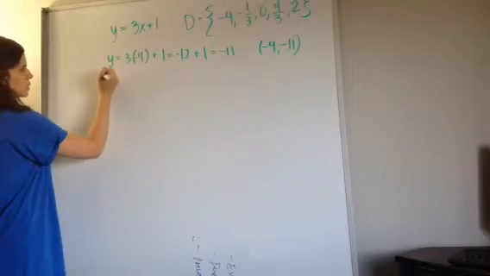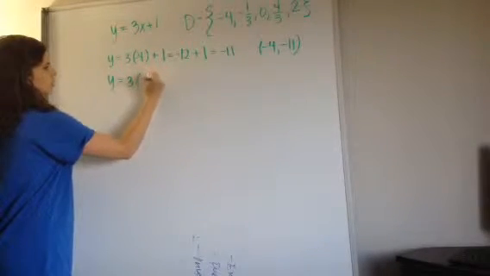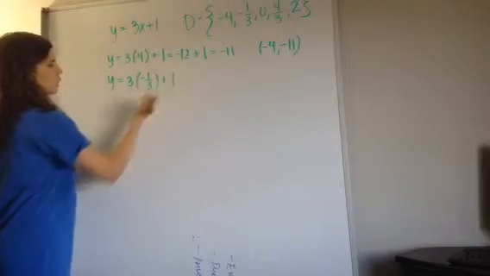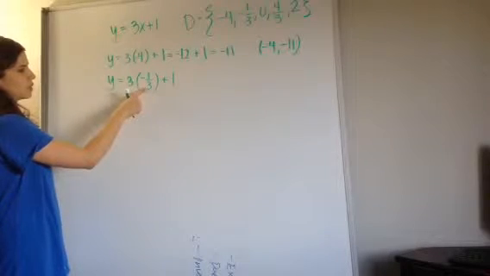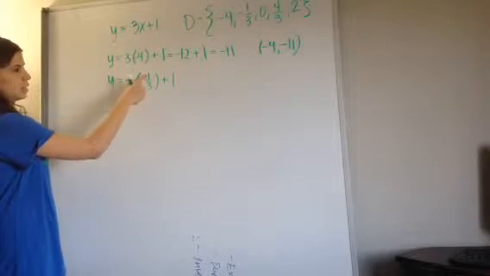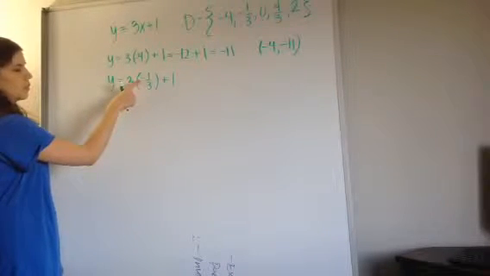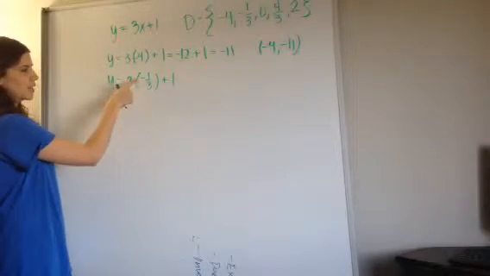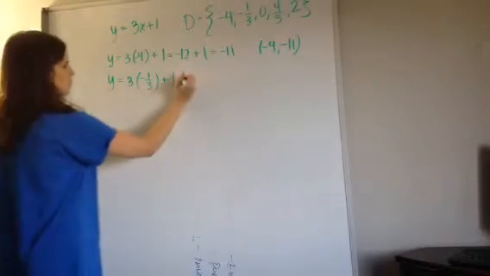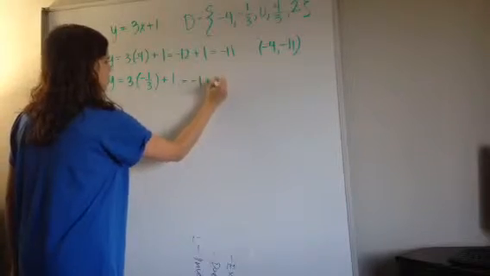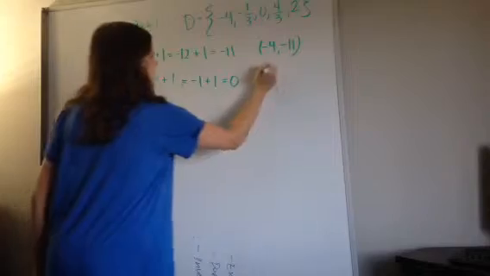I'm going to do the next one because fractions can be kind of tricky. So 3 times negative 1/3 plus 1. So 1/3 of 3. If I divide 3 divided by 3, or I could do 3 times 1 is 3, divided by 3 is... whoa, I did times, sorry. 3 times 1 is 3, divided by 3 is 1. So it's going to be negative 1. Negative 1 plus 1 is 0. So the y value is 0 when the x value is negative 1/3.